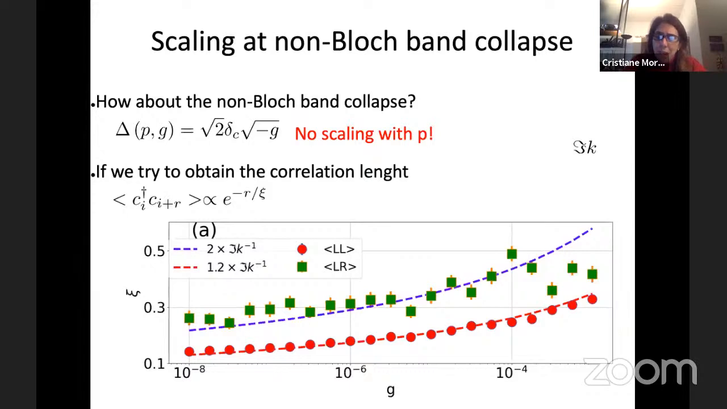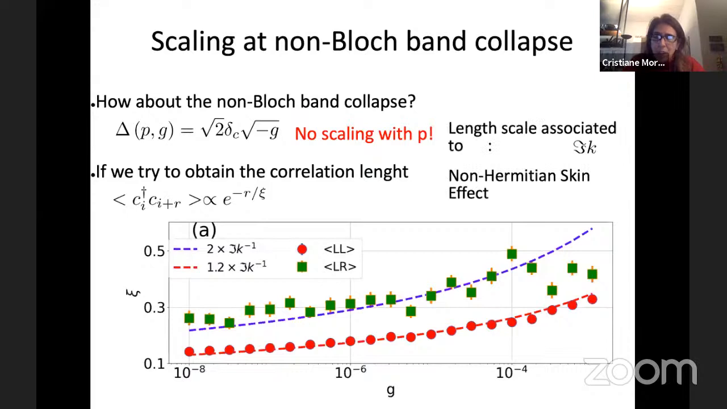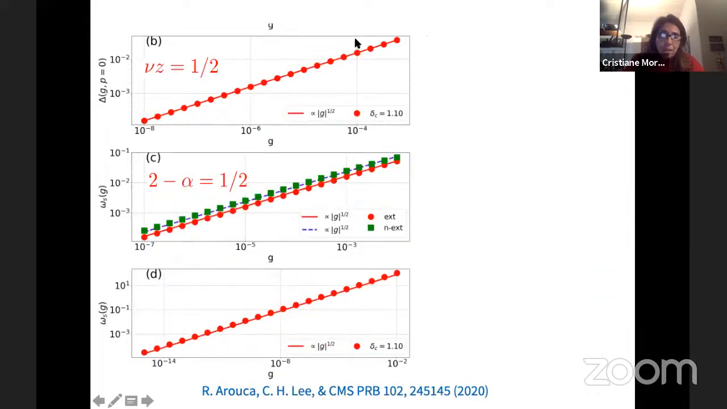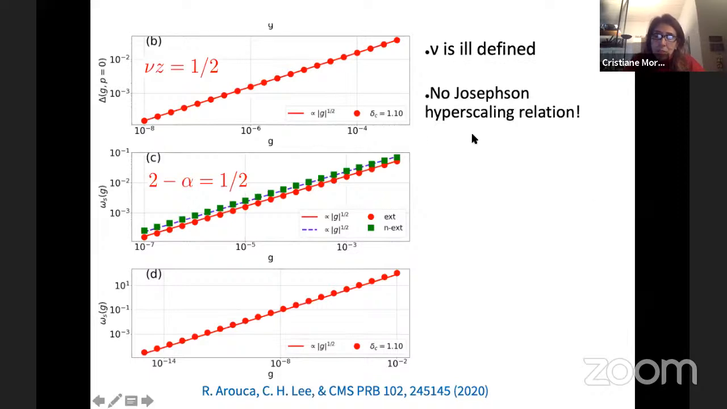So it is a very different behavior than I have in any critical system. It's very special. And there is a new length scale that is going to be associated to the imaginary part of K. This is due to the so-called non-Hermitian skin effect. So I have a skin length scale that's coming in. And now for this phase transition, the Josephson hyperscaling relation breaks down. It does not work. So you can see here that I had my mu z equal to 1/2 and 2 minus alpha being 1/2, and my omega s is 1/2. So the scaling in terms of G seems to be going with an exponent 1/2, but mu is ill-defined. I cannot define any longer my Josephson hyperscaling relation at this point.